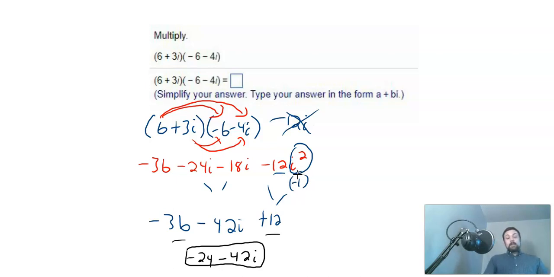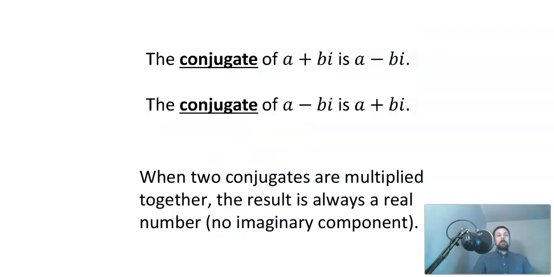So once you make that replacement, i squared becomes -1. This is going to be -12 times -1, which will be positive 12. These two are like terms because they both have i, treating it like a variable. I combine those together, I get -42i, and then the -36 plus 12 is how I get the -24. All right, let's move on to another topic.